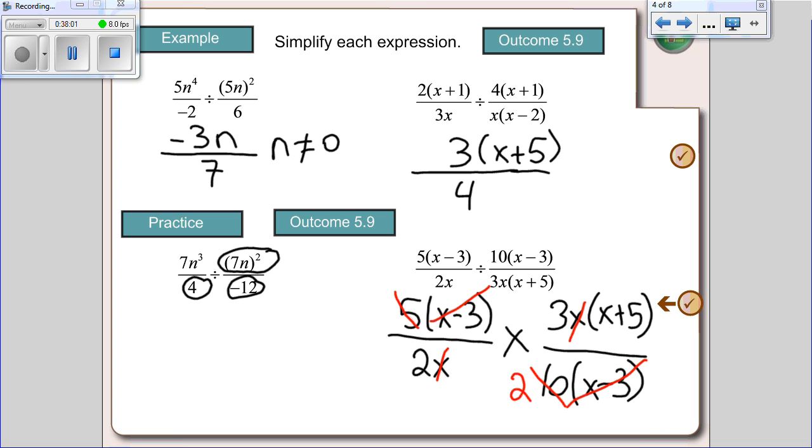Would x still have to equal... Right. You still got to go back to your original question. Check here for non-permissible values. X can't equal 0. Look up here. X also can't equal 3. Look down here. X also can't equal negative 5. You've got to check 3 spots because there were 3 divisions. So basically, you can cancel out anywhere, all over the map, before you even do any multiplication. That's the shortcut.